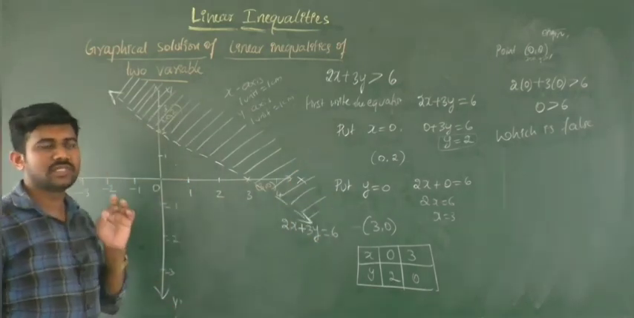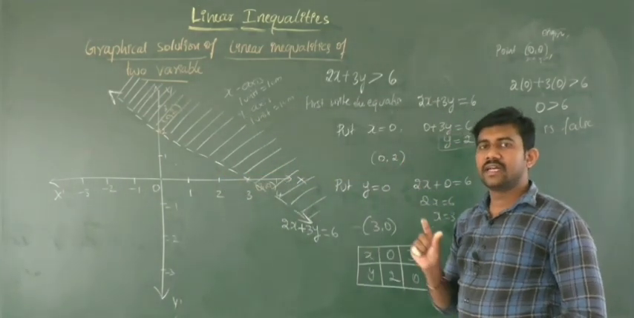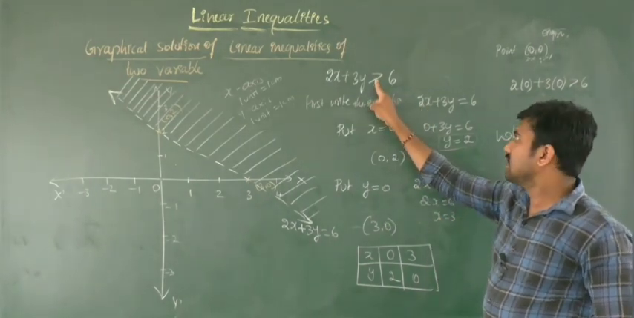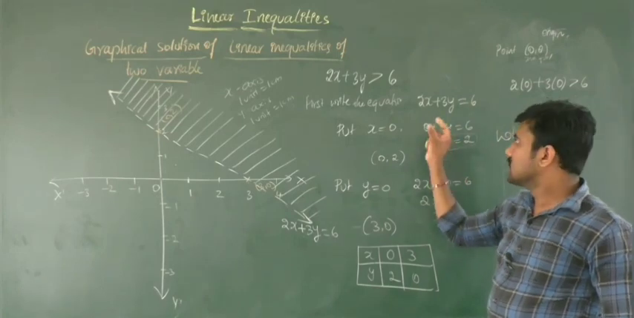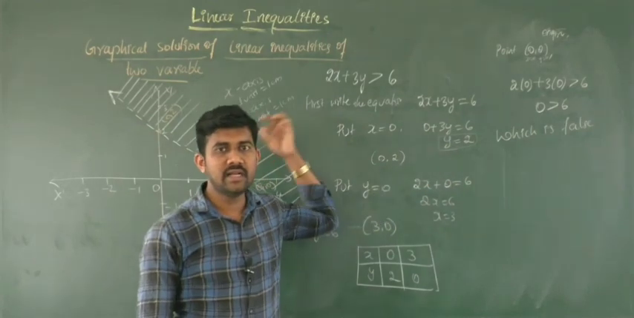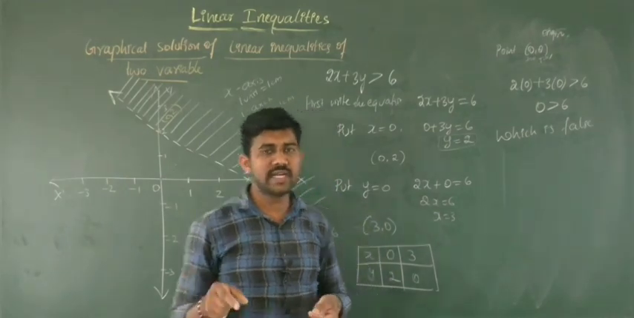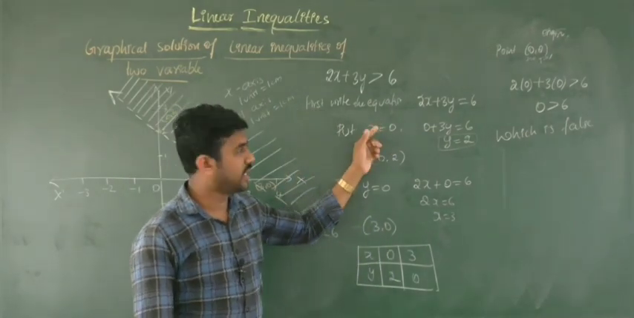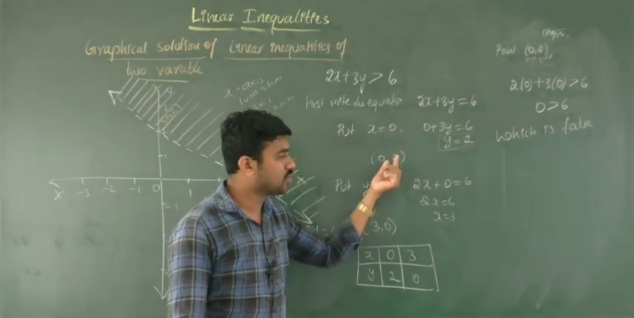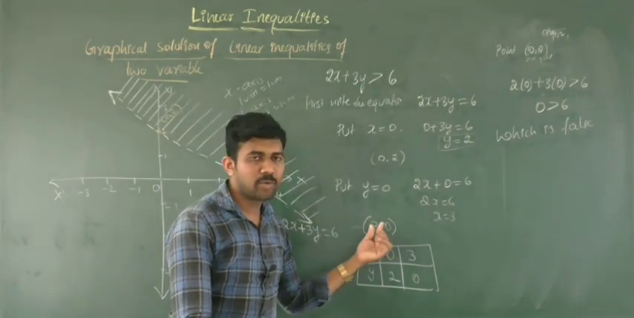Understand how to get the solution region of a given inequality. Again, I'll repeat the steps here. First, we have to write the given inequality as an equation by changing the sign, inequality to equality. So we get 2x plus 3y is equal to 6. Next, we need to find the line 2x plus 3y is equal to 6 in the plane. For that we consider points like this. If you put x is equal to 0, we get y is equal to 2, so one point is 0, 2. Similarly, if you put y is equal to 0, we get x is equal to 3, another point 3, 0.